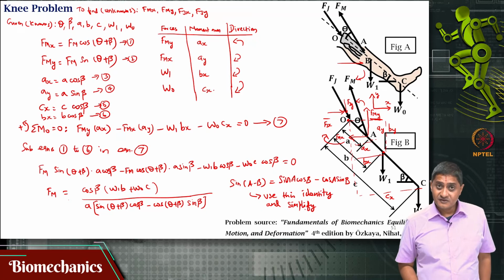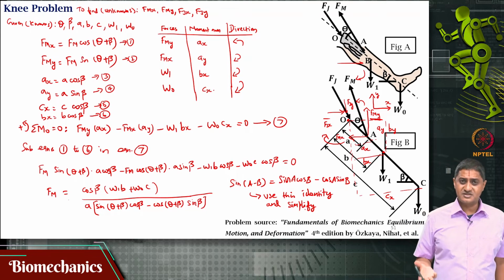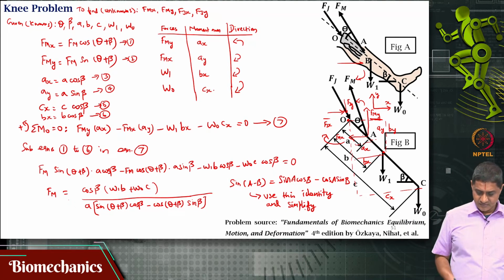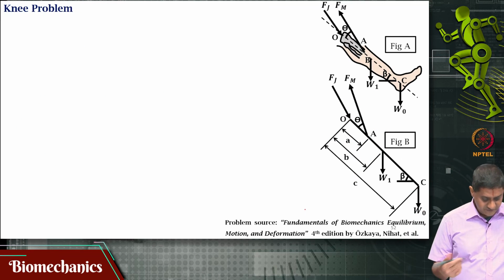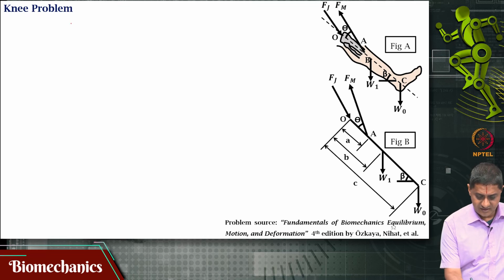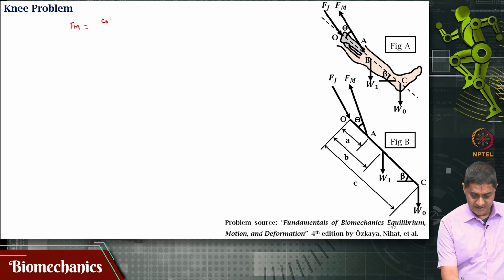Where do you use this? In the denominator, of course. If you use this in the denominator, you will find Fm as cos beta times W1b plus W0c, the whole thing divided by A sin theta.